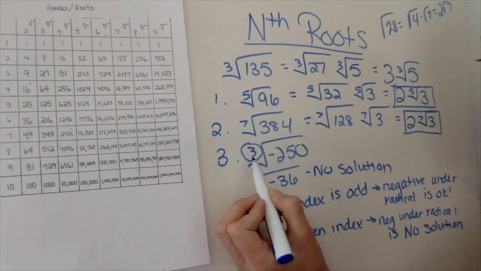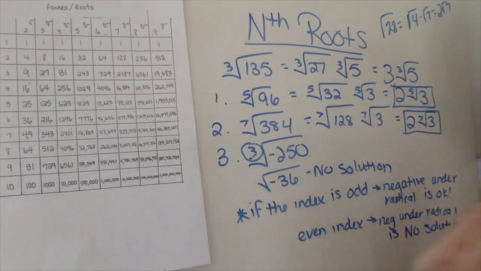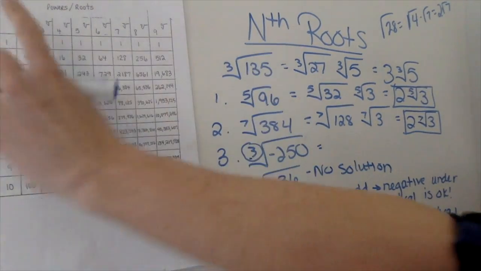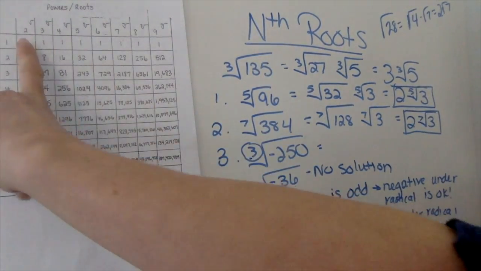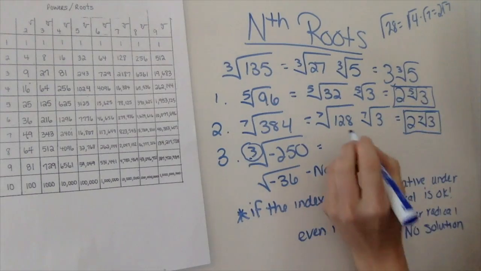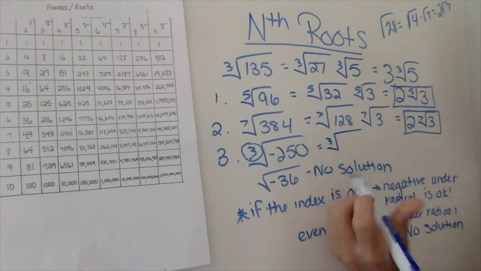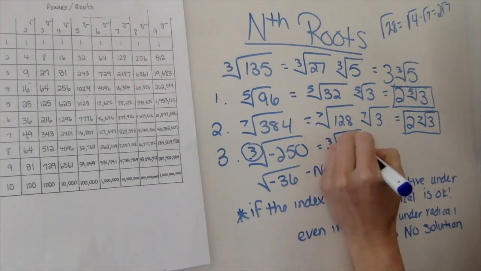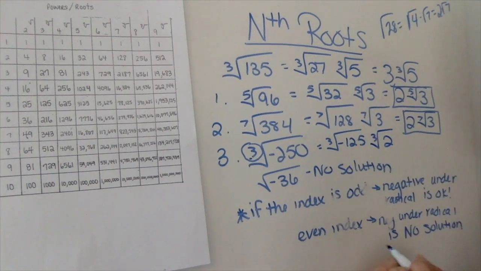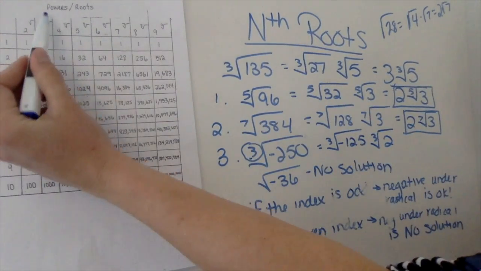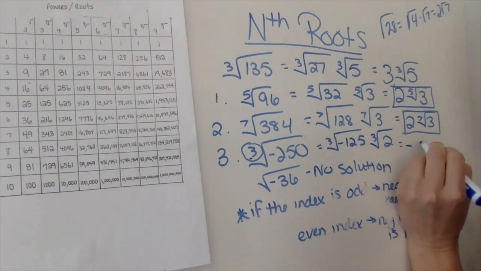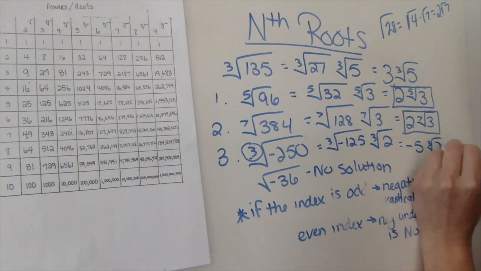Okay, so since our index is odd, then we can do it. So the negative's kind of just going to come out. When we break it down, we want to find the biggest perfect cube that goes into 250. If you have good number sense, you can see 125. We're always going to take the negative out first. So we're going to do negative 125 times the cube root of 2. When we do the cube root of 125, we're going to write negative 5. So negative 5 cube root of 2.